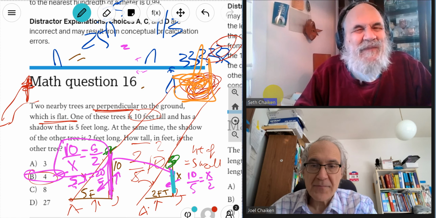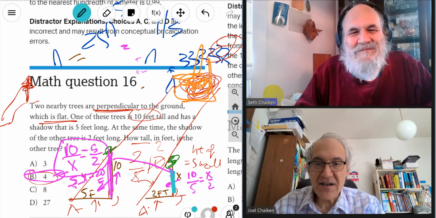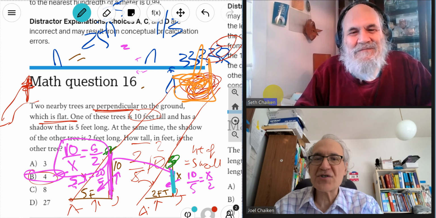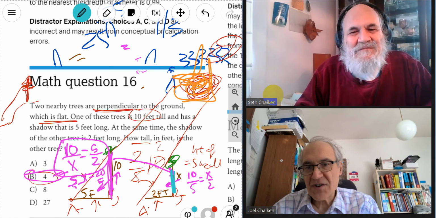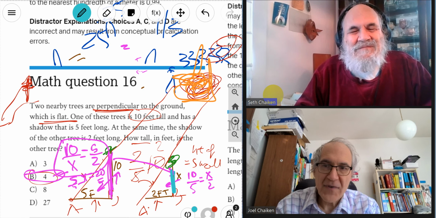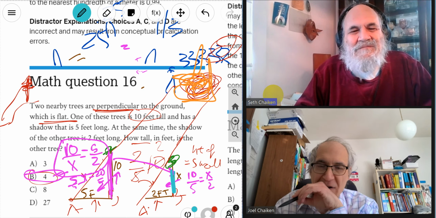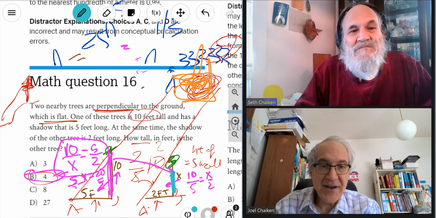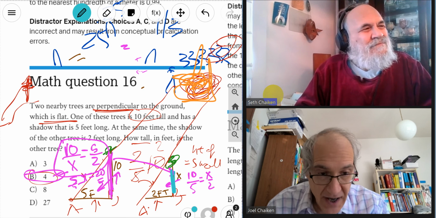So yeah, that's how you do it. Or you can just do it the way Seth did it, which is just realize that the tree height is proportional to the shadow distance, like this. Right, because the little shadow is half. No, not the little shadow. The little shadow is 2/5 of the big shadow, which means the small tree has to be 2/5 of 10.